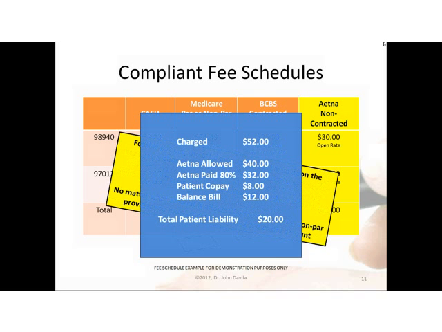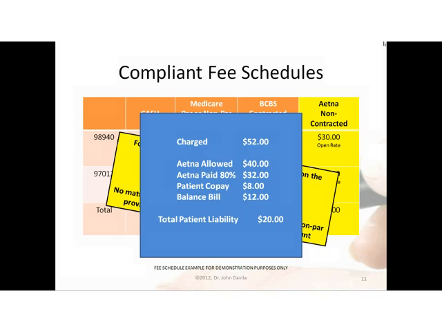Doctor charged $52, Aetna allowed $40. Aetna paid 80% of the $40, which is $32. The patient's copay on the allowed amount was $8, so the 8 plus 32 equals 40. Because the insurance carrier didn't allow $12 of that 52, the patient's liability is added to that. So the balance billing is $12, and the total liability for the patient for this visit is $20. If you do not have a contract, you are not allowed to write off that $12. You must go back and attempt to collect the extra $12. So this is why balance billing is important when you're dealing with non-contracted rates.